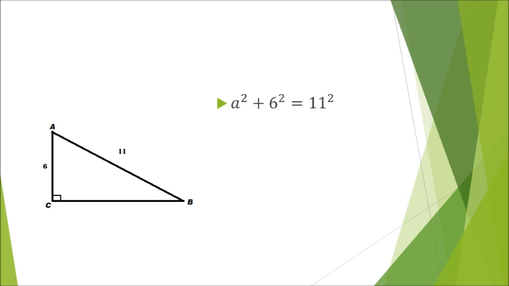Okay, so we have 6 squared is equal to 36, and then 11 squared equals 121. There it is. And then if we just subtract 36 from both sides of the equation, we get A squared equals 85. And then take the square root of both sides. A is equal to the square root of 85. So this means the length of the unknown leg is the square root of 85 units long.